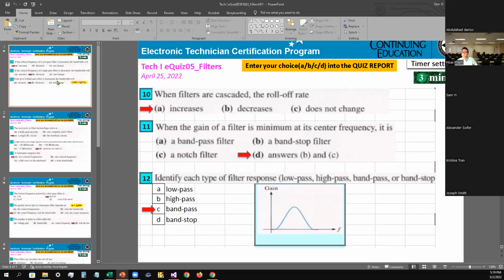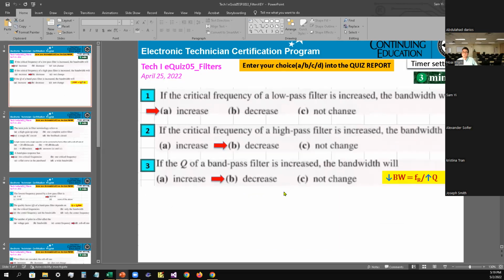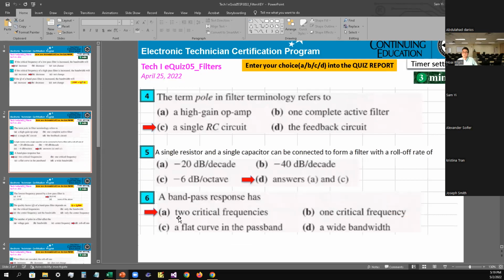So this one here, you got 2 critical frequencies for number 6. So the answer is A as in apple for number 6. So any question on number 4, 5, or 6? Okay, no question. Next set.